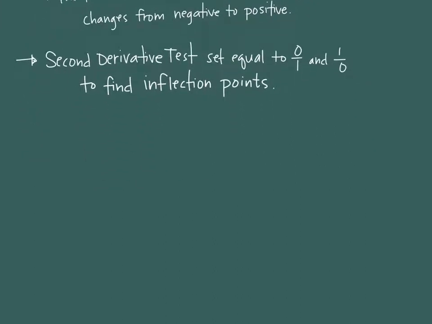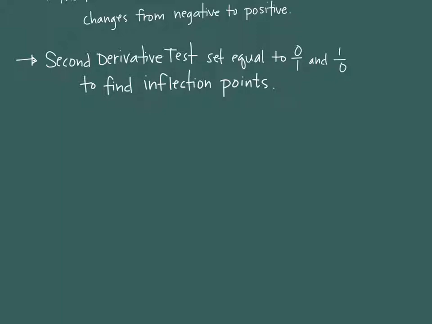All right, we haven't talked about inflection points yet this year. Yes, sir? No, not usually. It would be an inflection point if it showed up as a critical point with no change in the first derivative. Yeah, we call those stationary points.